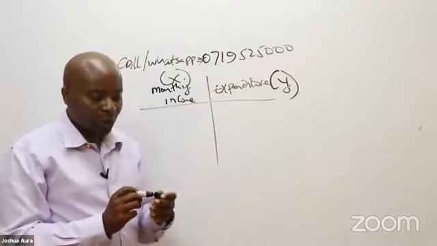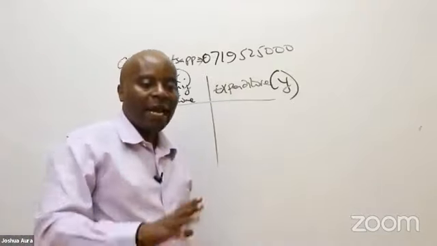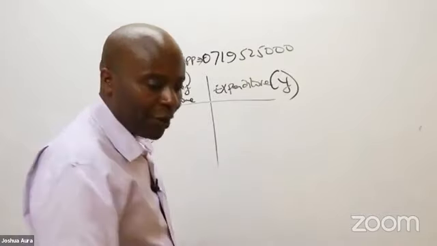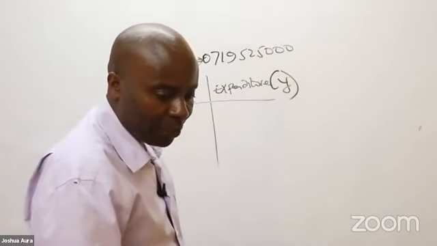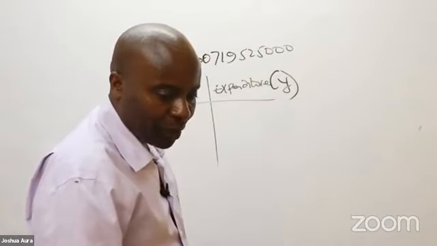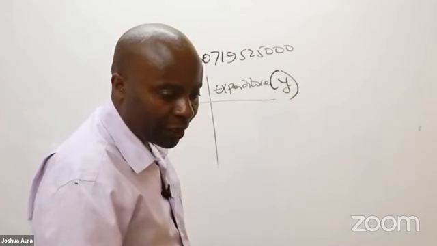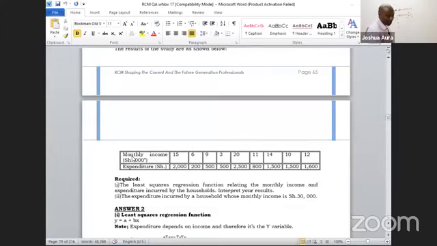Any student who missed out on defining this properly in the entire question got it 100% wrong. So ladies and gentlemen, now having defined that, everything becomes very easy. I can see my monthly incomes in shillings, thousands. I can see my expenditure there.